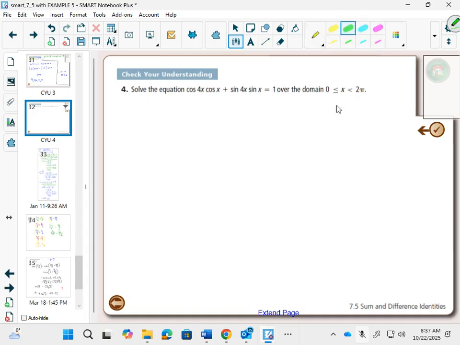Looking at this question, the first thing I see is the word solve. So this isn't a proof. We're allowed to move things from one side of the equation to the other. But when I look at what the equation looks like, initially I've never solved a question like this before. I look and I'm like, oh, there's a lot of cosines, there's a lot of sines, and it's equal to 1.